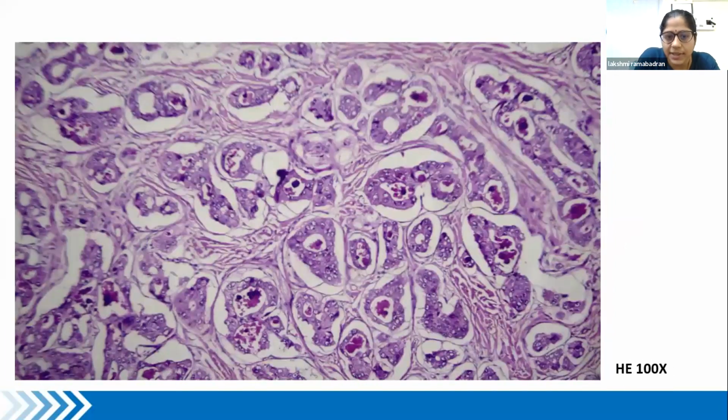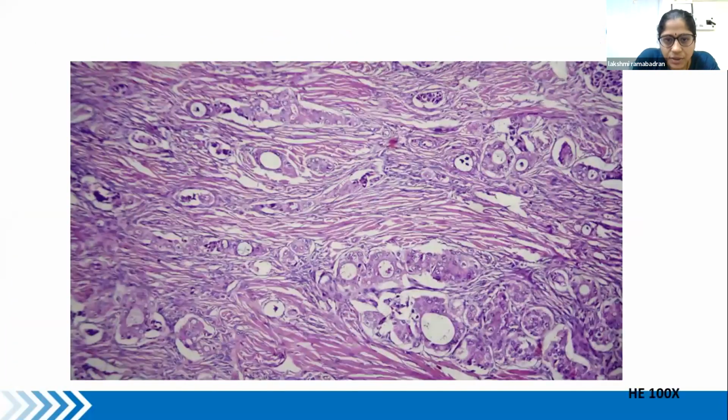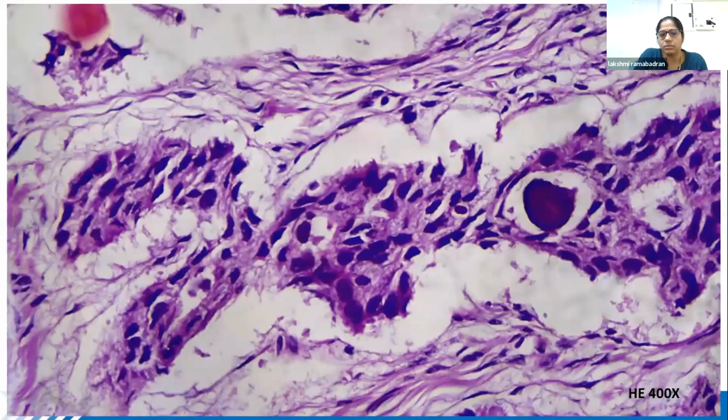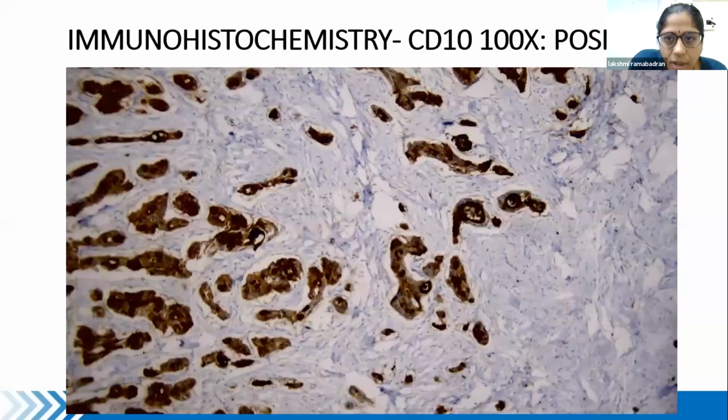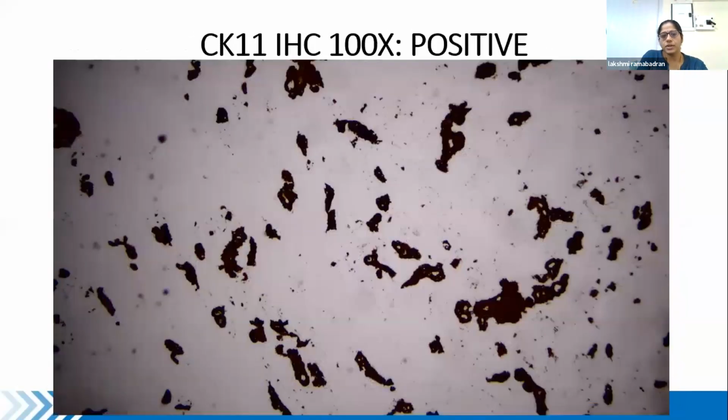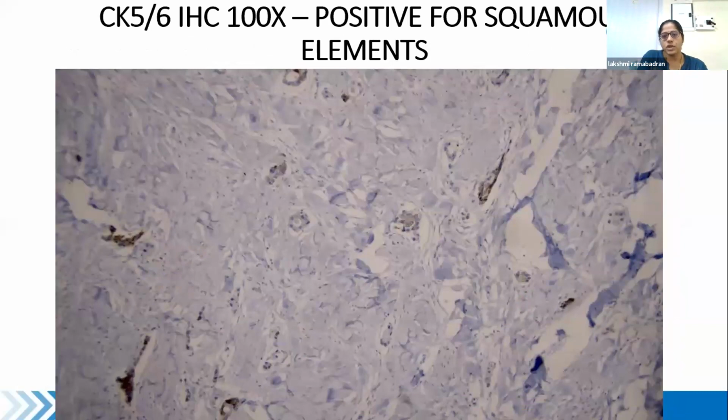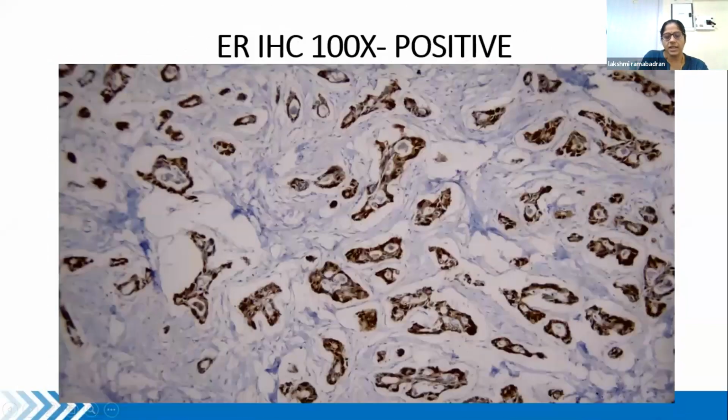These individual cells had a cuboidal look, very uniformly placed, with pale, evenly dispersed chromatin. These are the pictures at 100x, and this is a close-up view of one of the tubules. On immunohistochemistry, it was CD10 positive, madam. It was CK11 positive. CK5 was positive in the squamous elements. Then CK7 was positive. CK19 came positive.